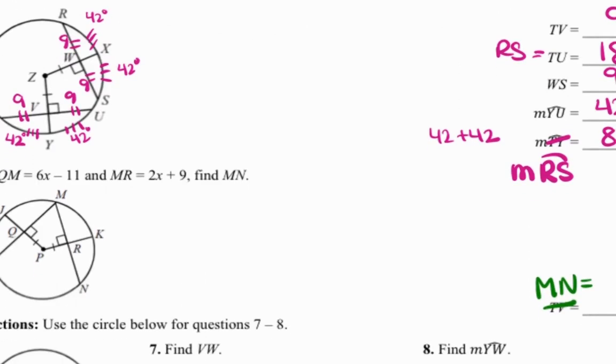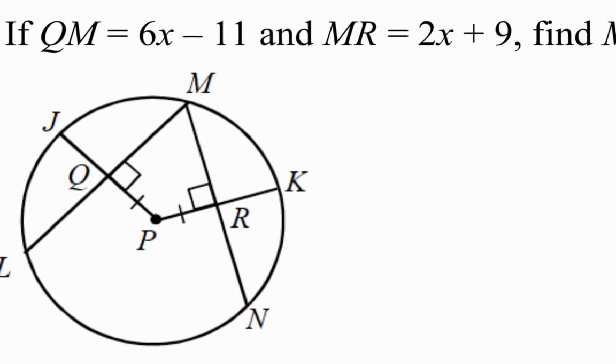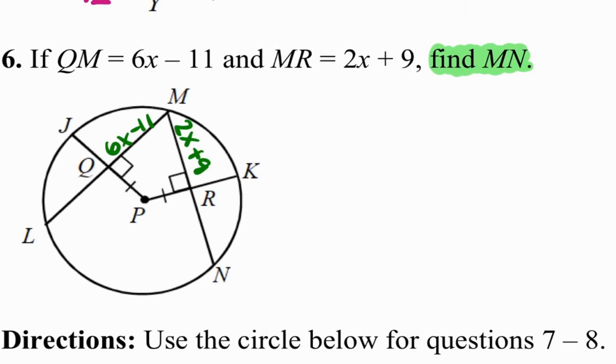Okay, number 6. So I'm just going to zoom in and label my circle. So we know that QM is 6x minus 11. MR is 2x plus 9. And we need to find MN. So our goal is finding MN. First, we need to find X, though, before we can even get to MN.